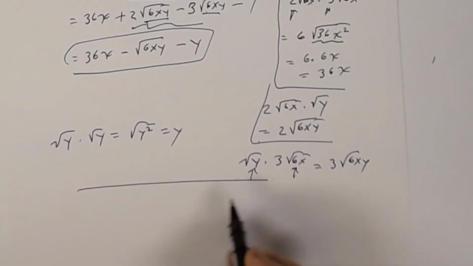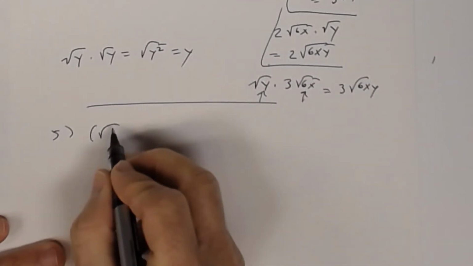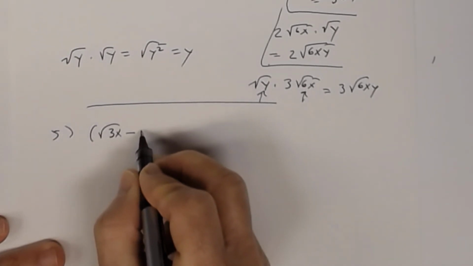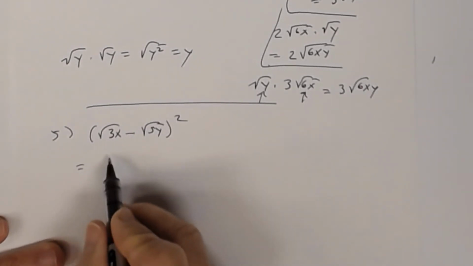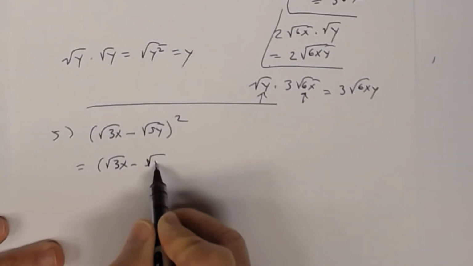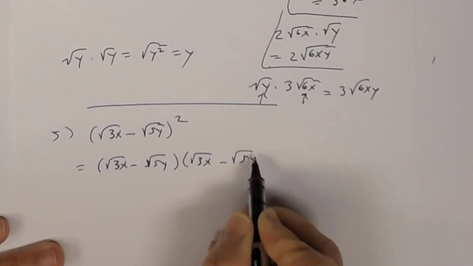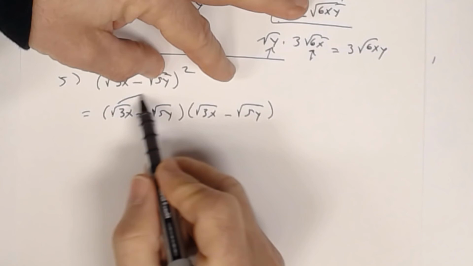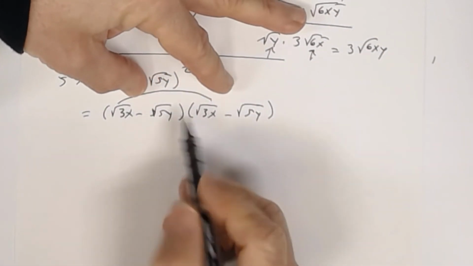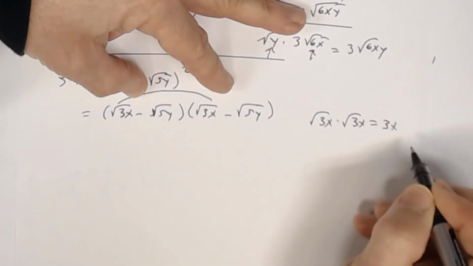Okay? All right, and then number 5, look at number 5, you have the square root of 3x minus the square root of 5y, and that's being squared. So again, let's go ahead and write out what that means. So that means the square root of 3x minus the square root of 5y times itself. The square root of 3x minus the square root of 5y. And then you take the time and you FOIL this out. Okay, so let's discuss this. So look, first things first. So the square root of 3x times the square root of 3x, most of you know is 3x, right?